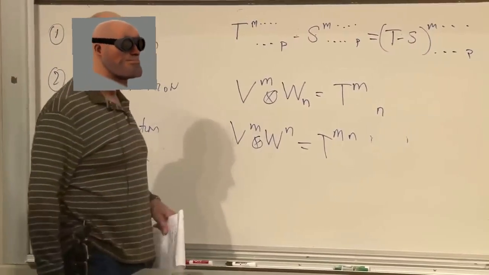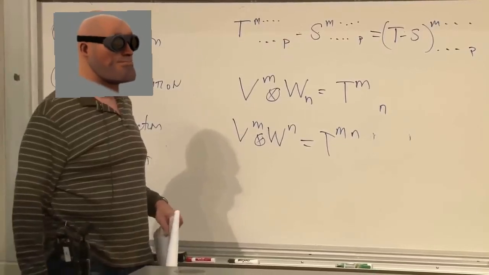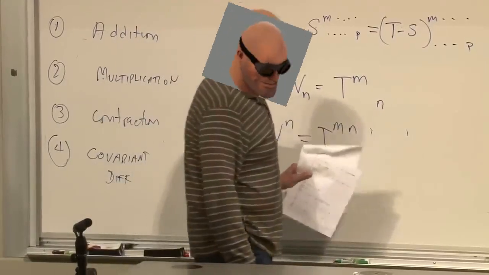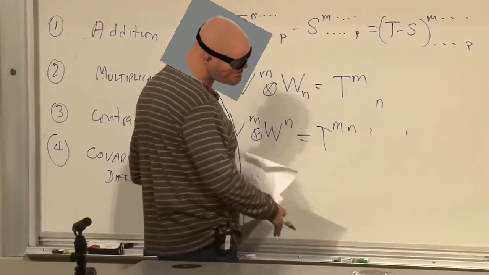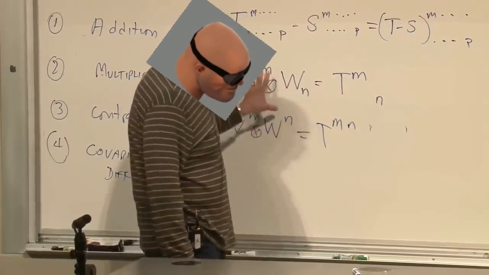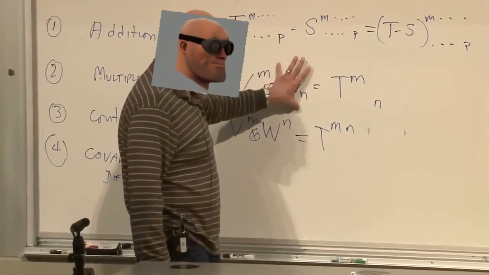What's that? We know this is not dotting the vectors. This is making, we're going to talk about that in a moment. This is making a tensor of different rank, higher rank, just by juxtaposing these together.